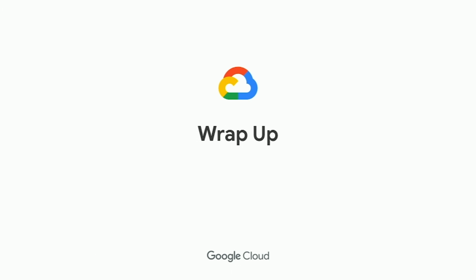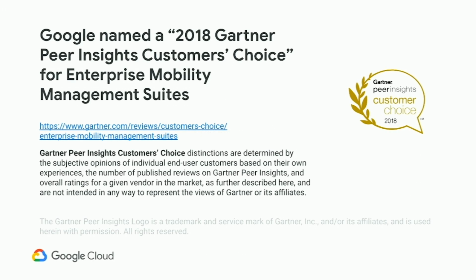Okay, home stretch. One thing I wanted to mention, we were named a 2018 Gartner Peer Insights Customer's Choice for Enterprise Mobility Management Suites. That was probably about 9 months ago. I'm particularly proud of this. We're not in the Gartner Magic Quadrant at the moment, but our customers went and nominated us for this award. They said things like, we like Google EMM because it's simple and easy to use, and those are the things that we're trying to do. So that makes me very happy.